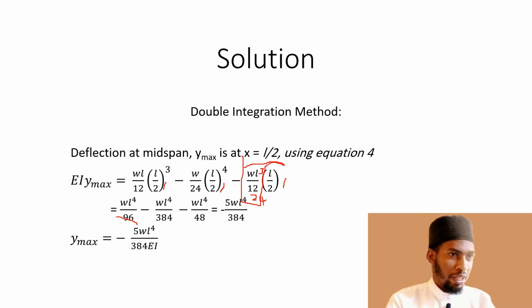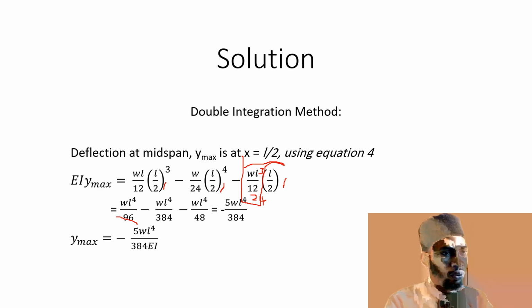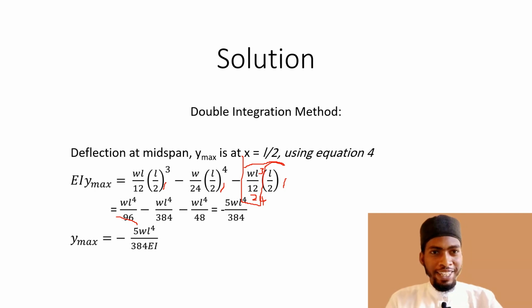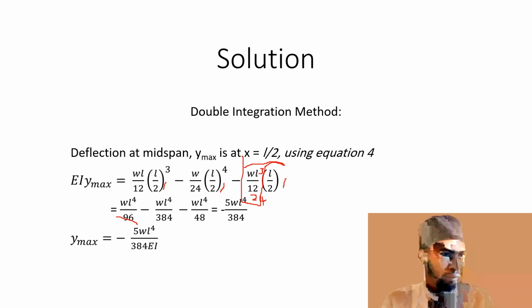You divide both sides by EI so that you remove the EI from Y max. So we have Y max equal to minus 5WL to the power 4 all over 384 EI. Okay, so this is our maximum deflection equation. As I said, you can establish for slope if you like, but it is not part of this slide. So let's move to B.